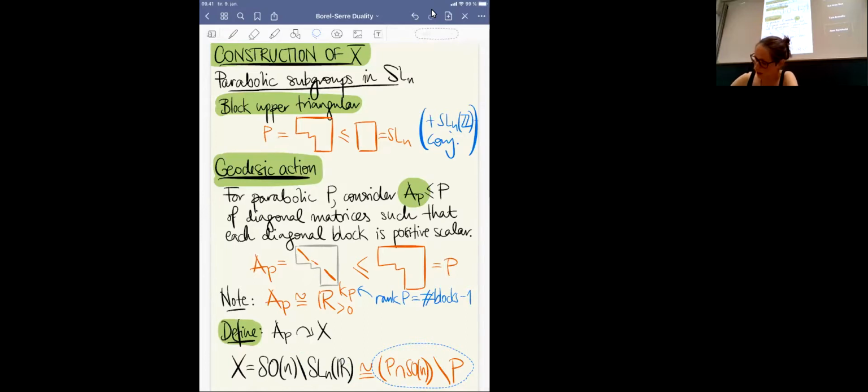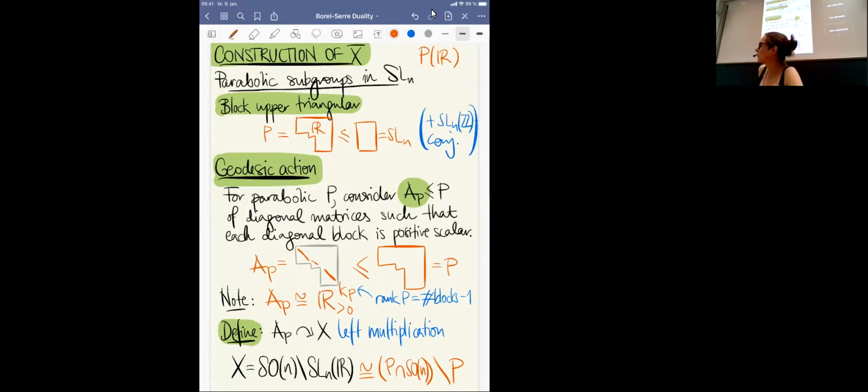With this interpretation of X, it's quite easy to define an action of AP on X. We simply act by left multiplication. So like P here, you mean sometimes of SLN and sometimes of SLR. No, I always mean of SLR. Oh, okay. So I could write P of R, but I mean real things in there. Okay, thanks.